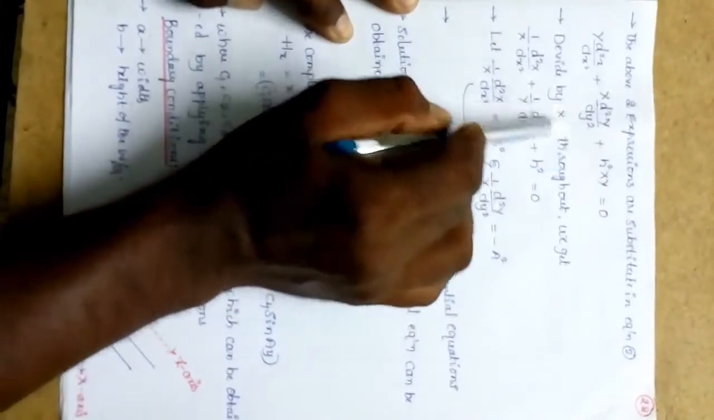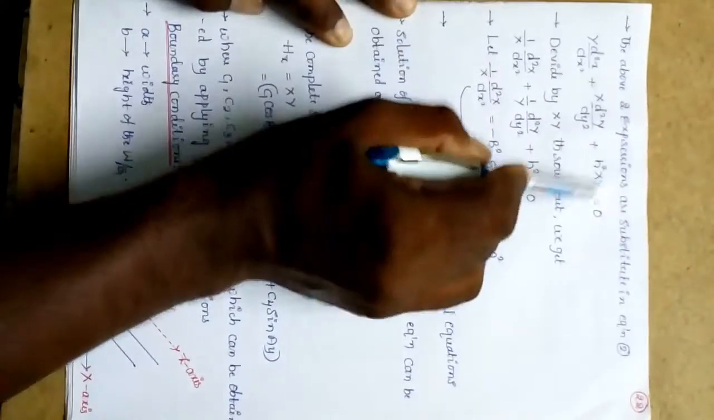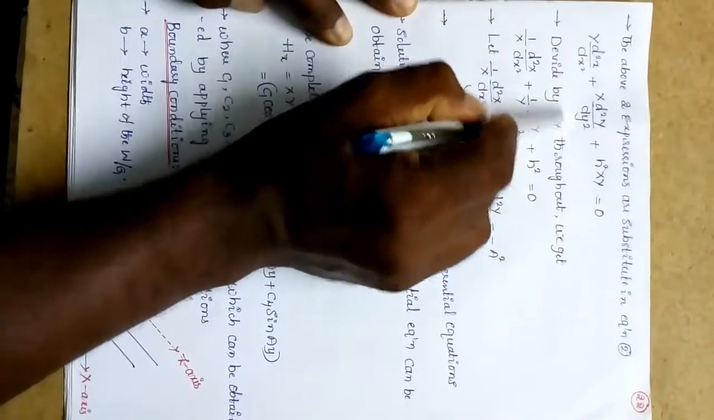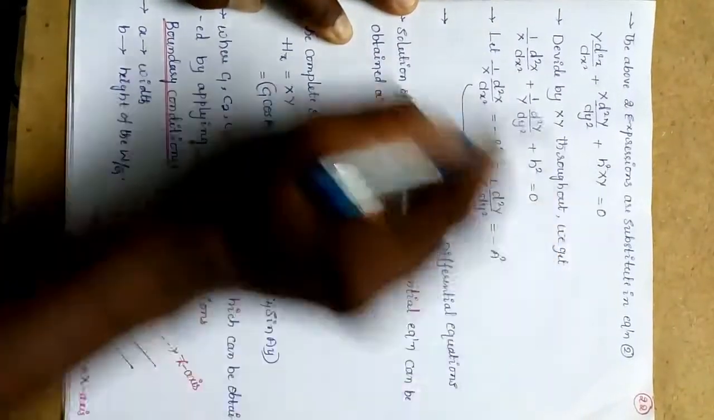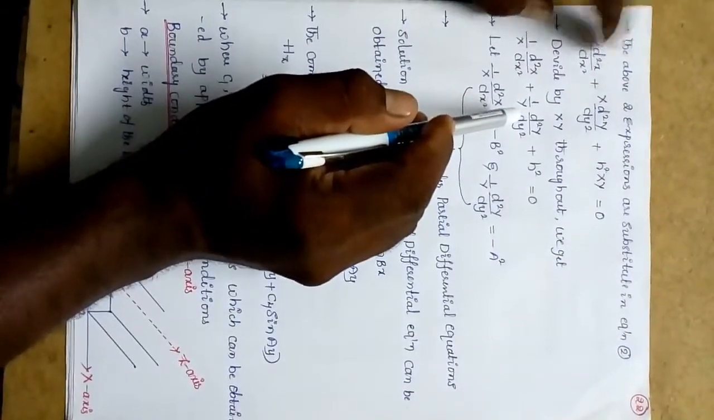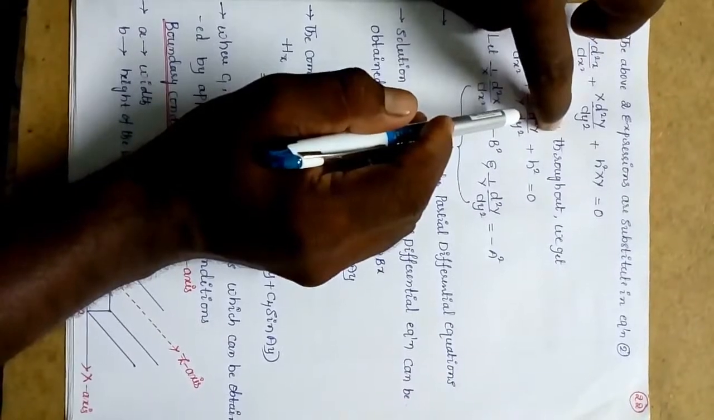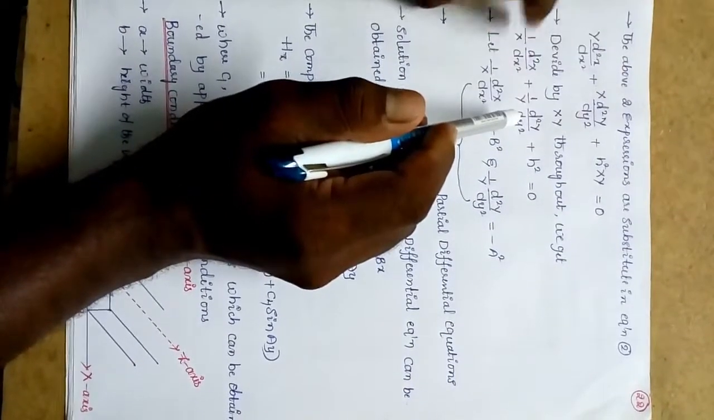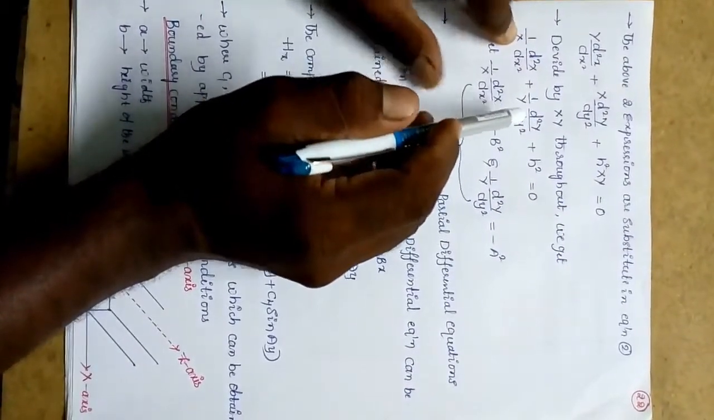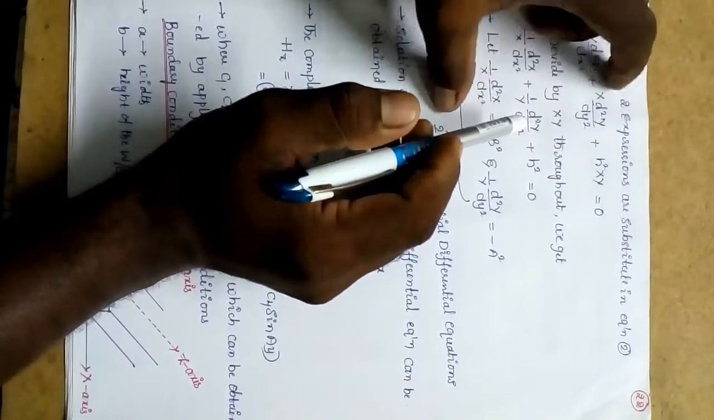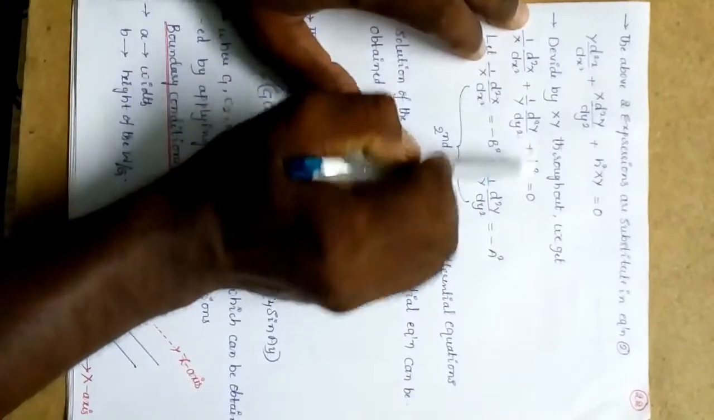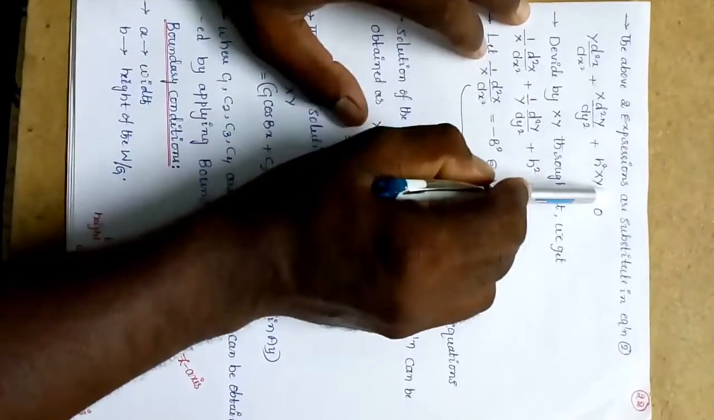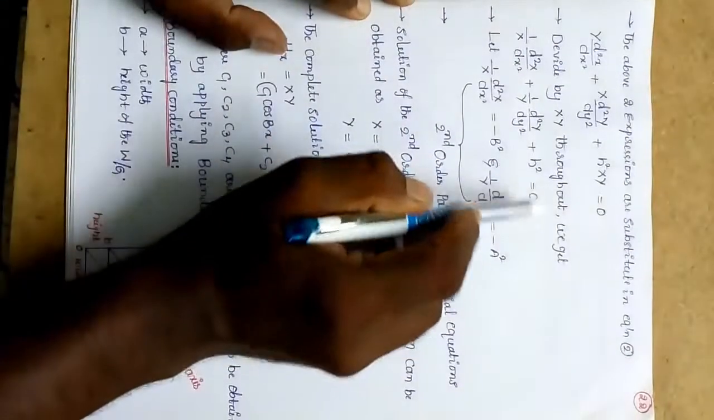Next, from this equation, divide by xy throughout the equation. That means divide by xy on both sides. So this term is divided by xy. What is the remaining? Y should be cancelled, so 1 by x is the remaining term. Here also the same, x should be cancelled, one term is remaining. So 1 by y into d square y by dy square plus h square into xy should be cancelled, so only the h square term is left. Clear? This should be equal to 0.